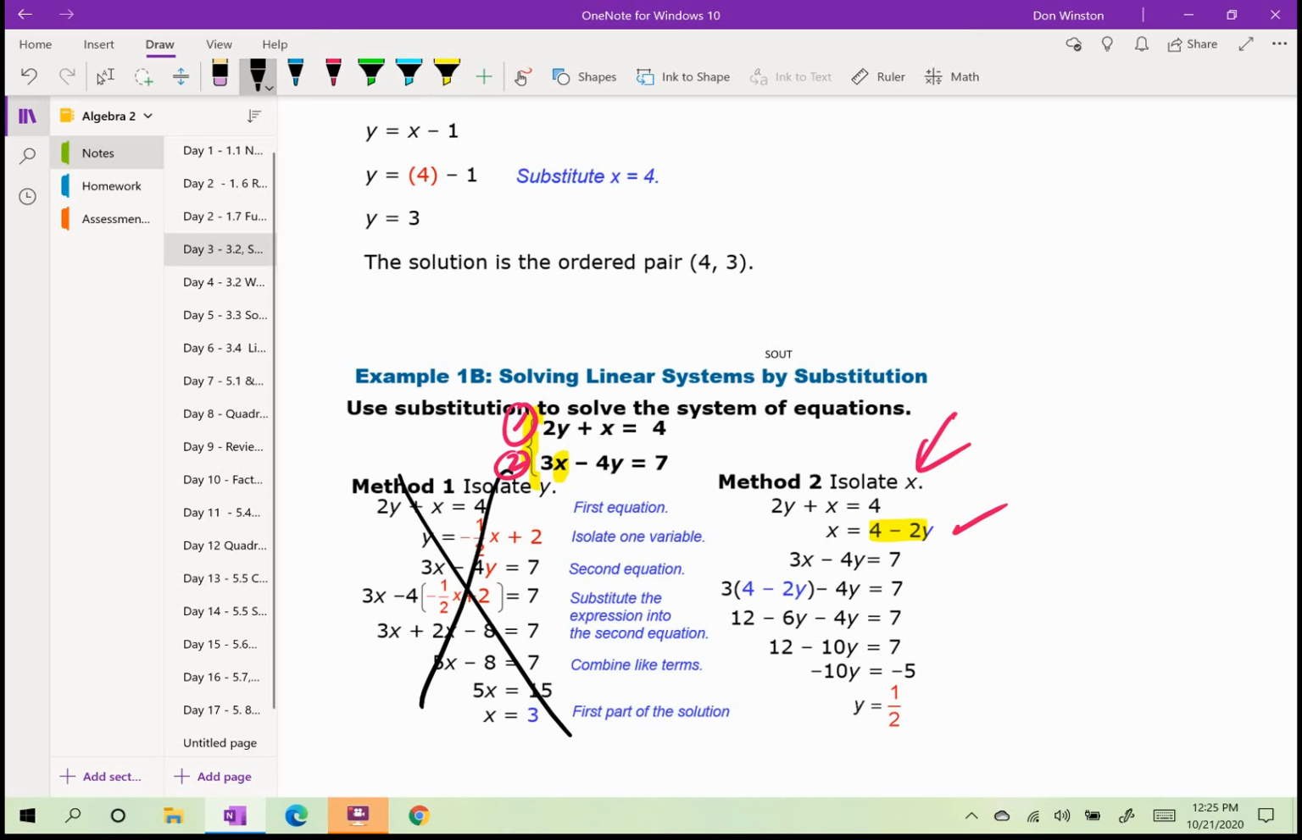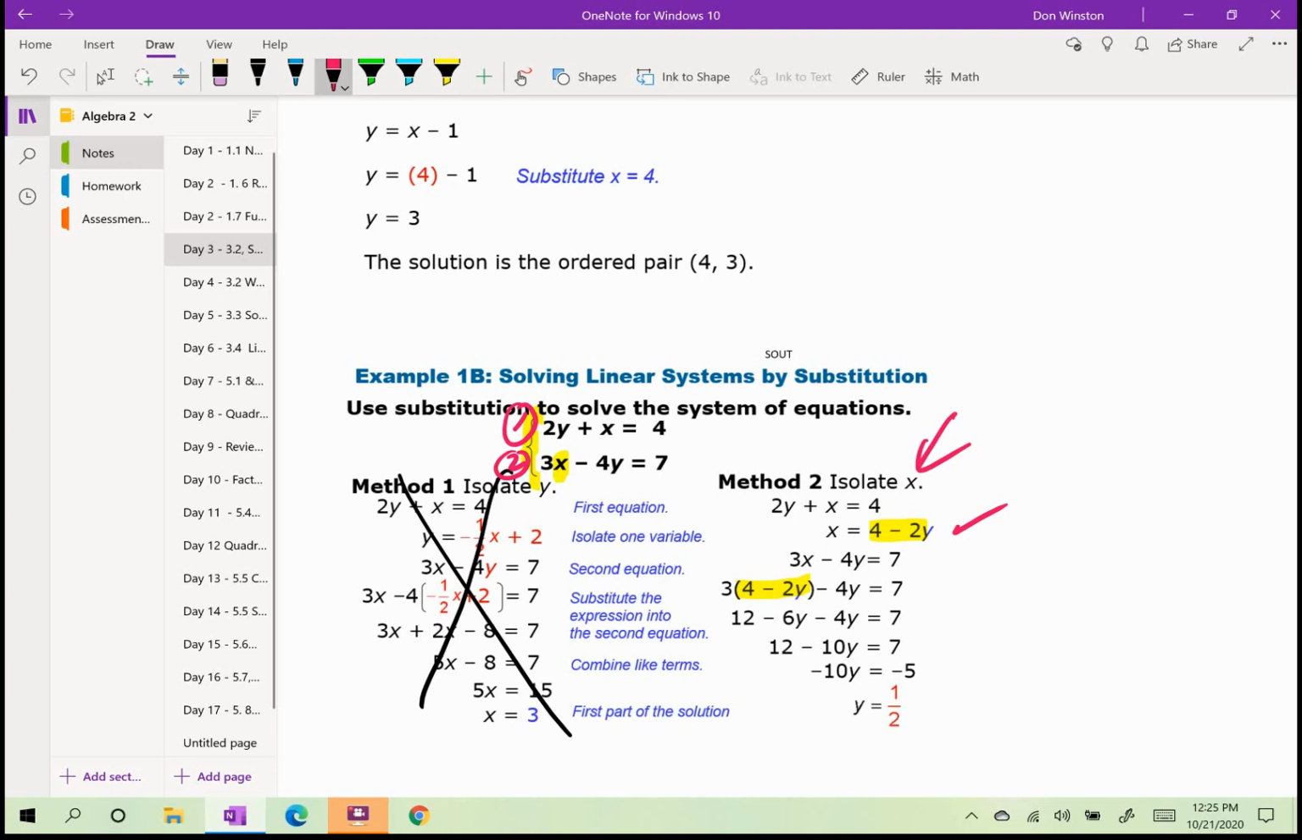Okay, so we have 3 times 4 minus 2y. That was the expression for x. Minus 4y. We distribute. 3 times 4 is 12. 3 times negative 2y is negative 6y. So we have 12 minus 6y minus 4y equals 7. Okay, we combine our like terms. Negative 6y minus 4y gives us negative 10y. So we have 12 minus 10y equals 7.